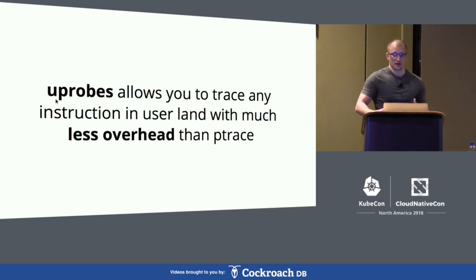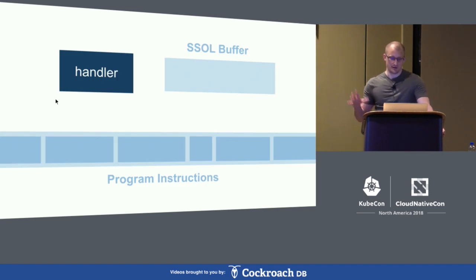So yeah, uprobes is really awesome. It's like one of my favorite technologies. It allows you to trace any instruction in userland with a lot less overhead than ptrace. So here's an example of how uprobes works. So you have your program down at the bottom here. Each one of these blue boxes is an instruction, so variable width instruction, something like x86-64. So in the middle here, we want to instrument the instruction in the middle.